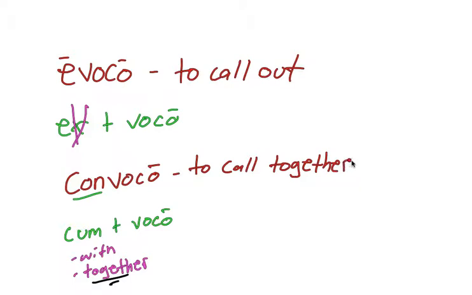Okay, compounds are where we get lots of derivatives, by the way. So from convoco we get convocation. Convocation is a big meeting, an assembly, and so literally it means a calling together, convoco. Okay, there are lots of verbs that are root verbs for compound words. So I'm just going to give you a couple more, and you'll find a full list of these compounds at the end of the book in the grammatical appendix. Okay, so just a couple more examples.